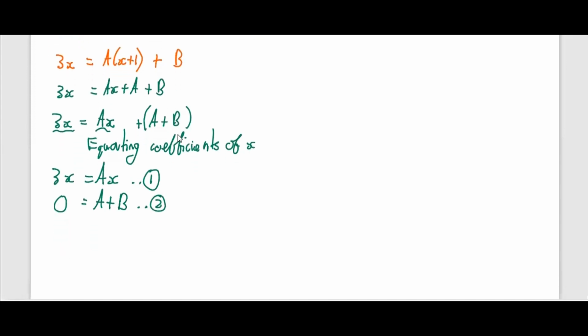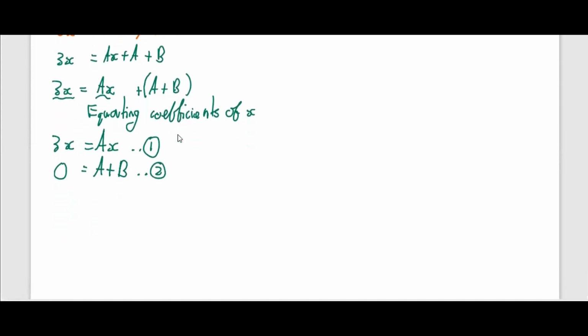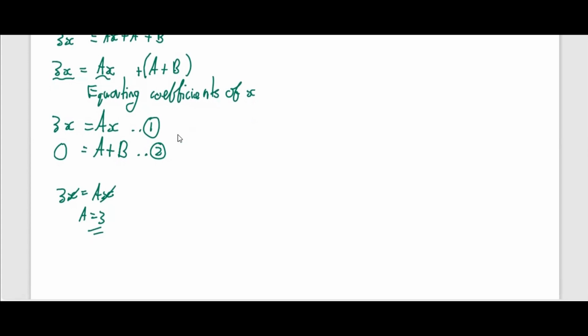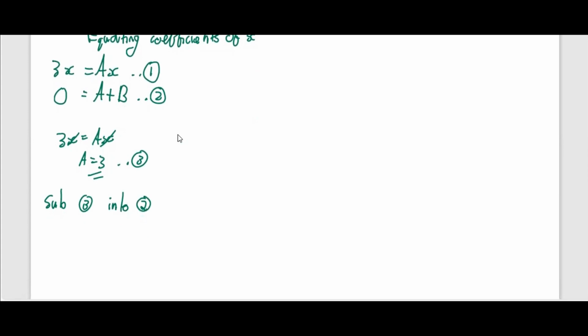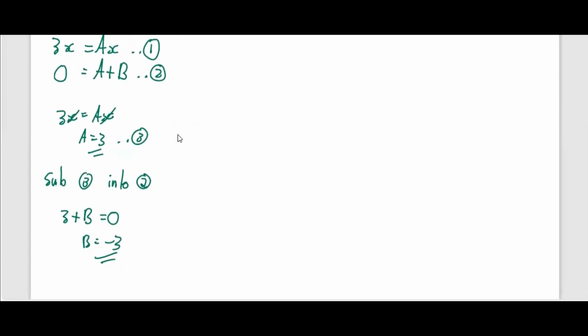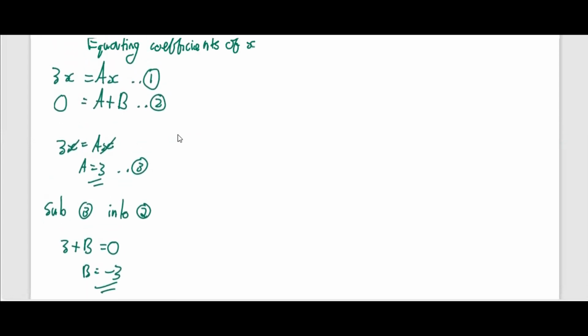So from 1, we could actually solve for a. So 3x is equal to ax. The x's will cancel, so a will equal 3. Yeah, and then call this 3. And then you just substitute 3 into 2 to solve for b. So therefore, 3 plus b will equal 0. So b will equal minus 3. Yeah, and that is, you just solve for a and b. So that is basically the equating coefficients method.